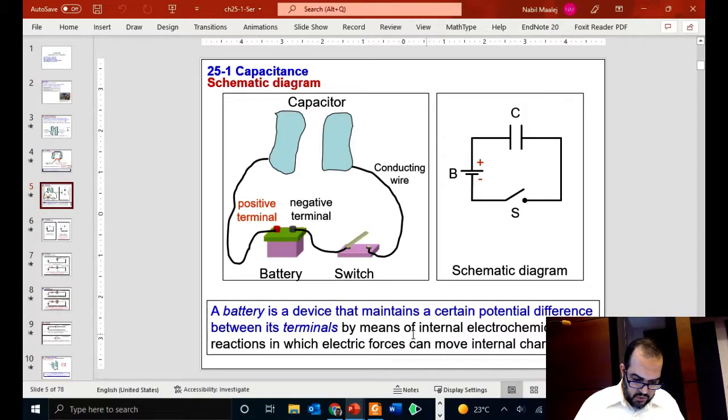So what is the battery? The battery is a device that maintains a certain potential difference between its terminals. For example, the car battery gives you 12 volts across its terminals, and it's connected to everything in the car. A radio can run on, for example, an alkaline battery, which can be 1.5 or 3 volts, or even a 9 volt battery. So a battery maintains constant potential.